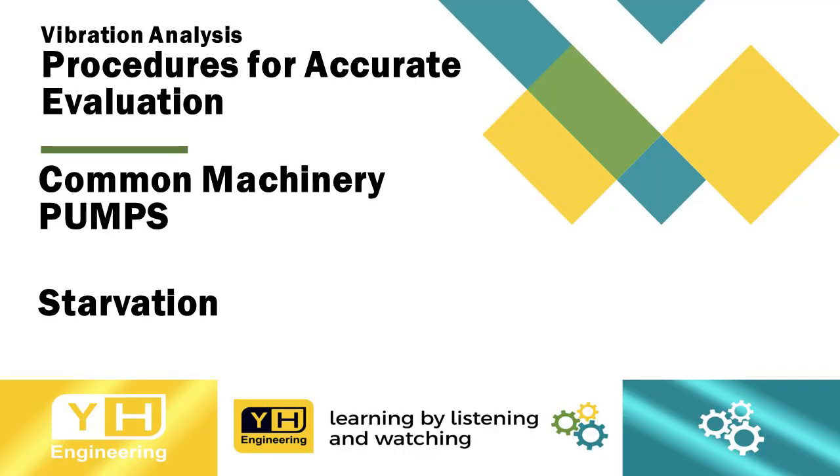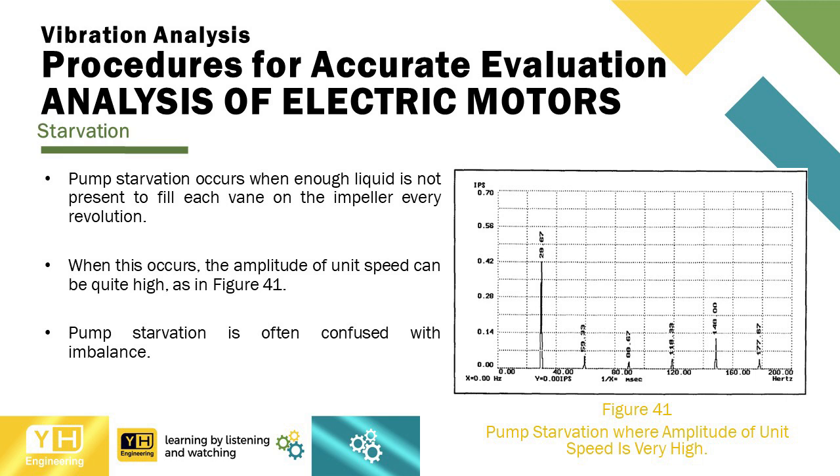Vibration analysis. Procedures for accurate evaluation. Common problems in the pumps. Starvation. Pump starvation occurs when enough liquid is not present to fill each vane on the impeller every revolution. When this occurs, the amplitude of unit speed can be quite high, as in Figure 41.